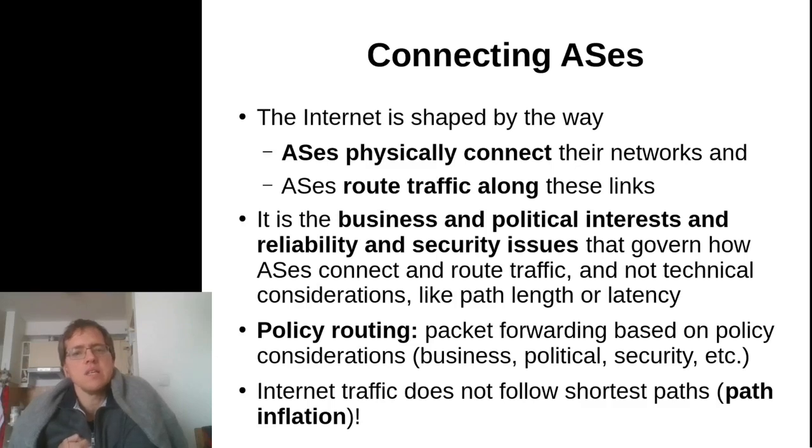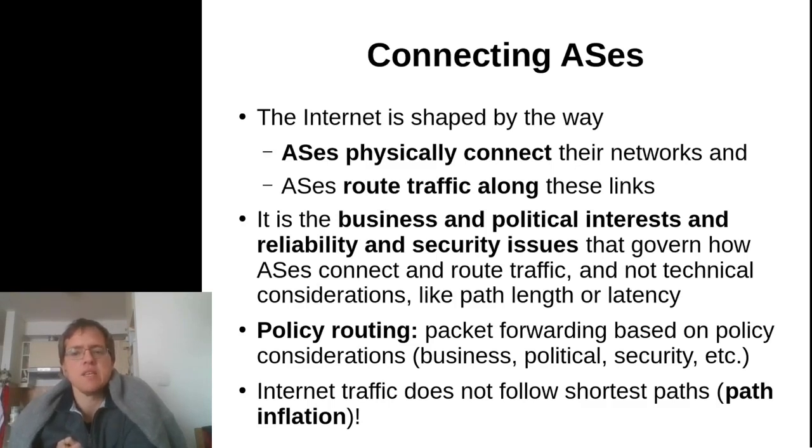What we are going to see is that it is the business and political interests and the reliability and security issues that govern the way ASs connect their networks with physical links and route traffic on top of these physical connections. So it's very important: it is not technical considerations like path lengths or latency or bandwidth that shape internet routes and the internet topology. It is much more about business and political interest. So it's much less of a technical issue than an actual political and business issue. And this is the collective name of what we mean by policy routing, where the packet forwarding is not shaped by technical considerations, but rather by policy considerations: business, political, security, reliability, and whatever issues.